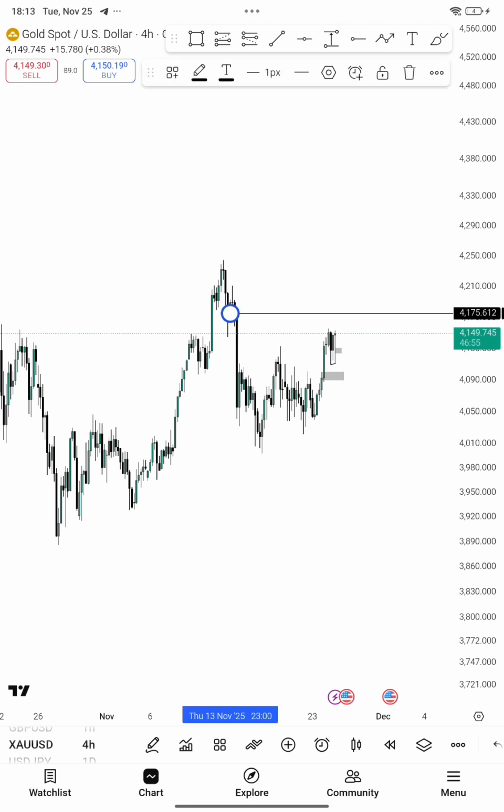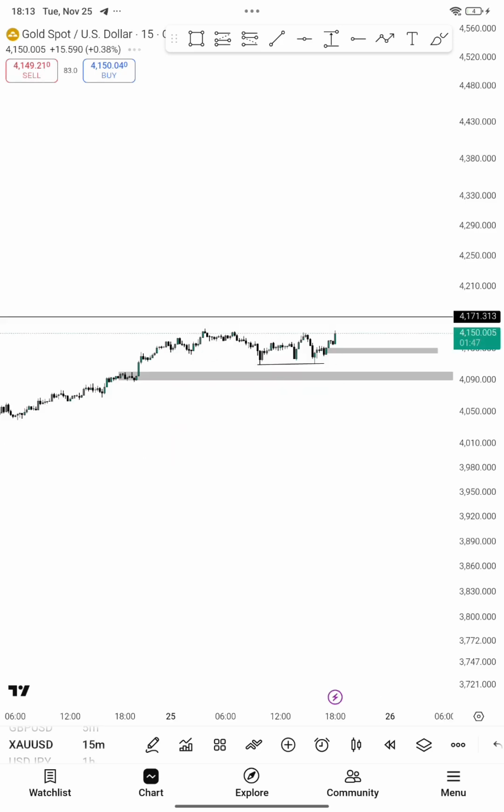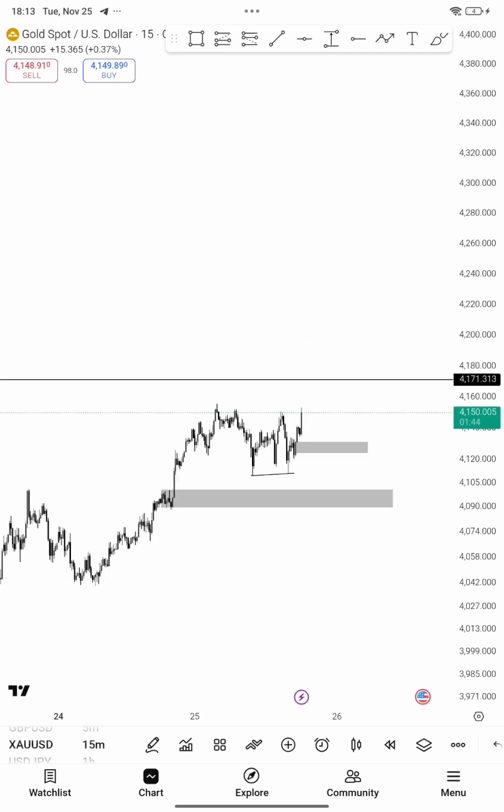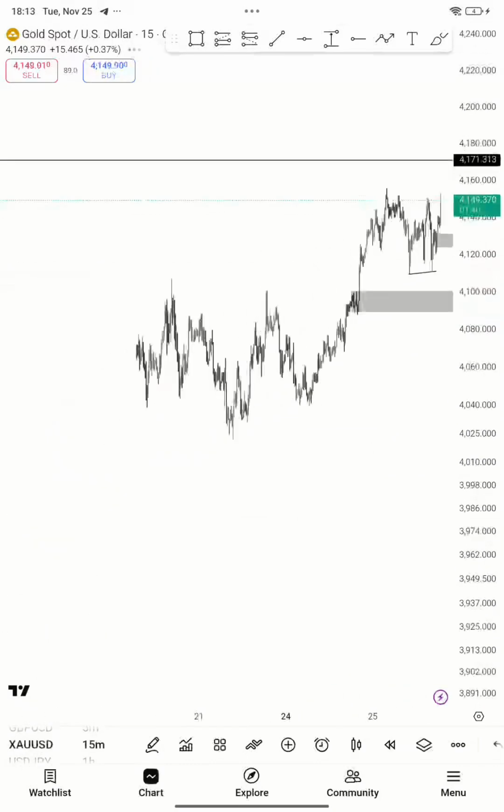So this big line I've marked here is my 4 hours order block. This is my exit point. I would like to exit this market once market gets to this point. So let's go to the 15 minutes. So let me explain the entry. So on 15 minutes here, as you can see, market is printing up.